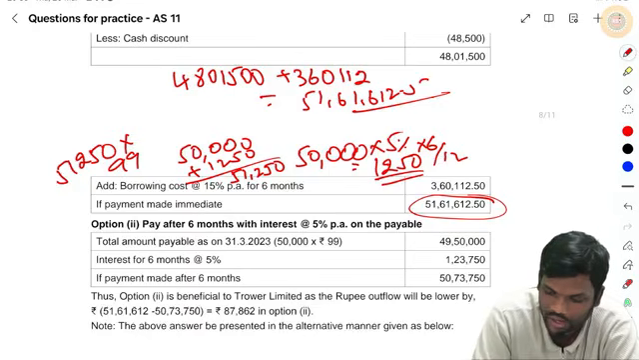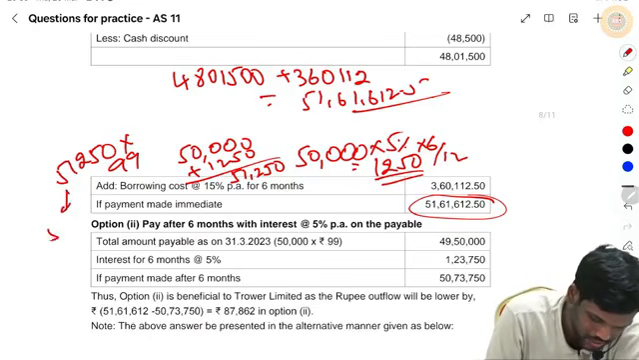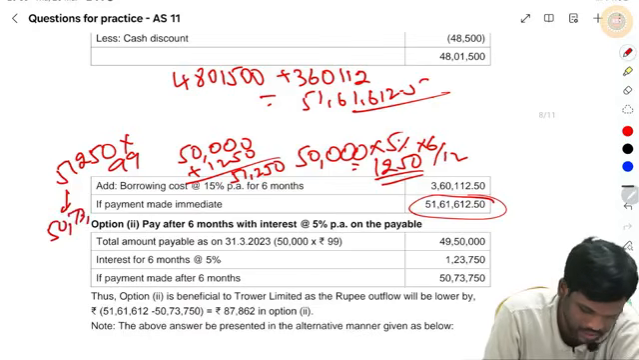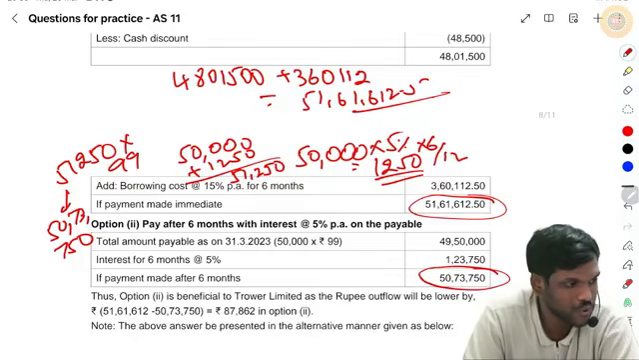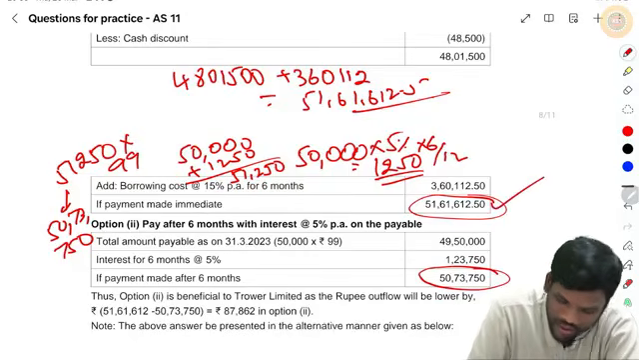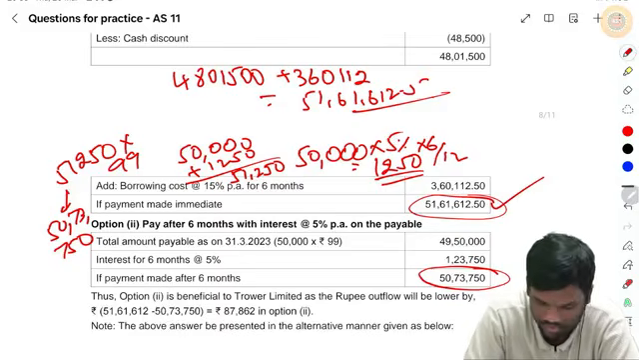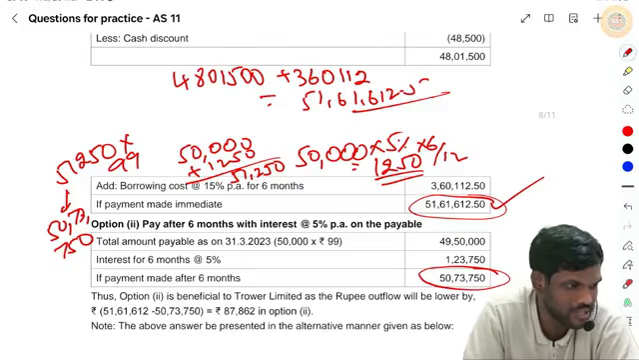51,250 into 99, which is how much? 50 lakh 73,750, which is what ICA has also got. So if you see, if you choose option 1, your total payment is 51 lakh 61,612. If you choose option 2, your total payment is only 50 lakh 73,750.